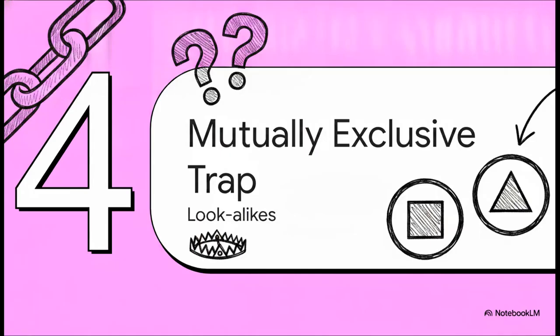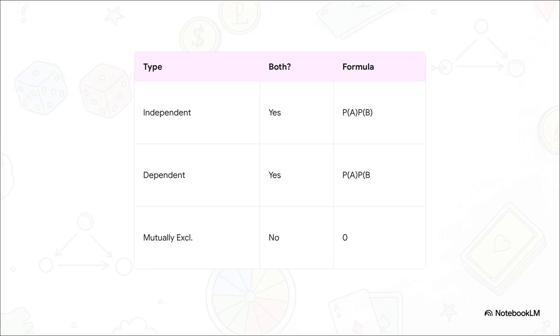Which brings us to part 4, the mutually exclusive trap, or the lookalikes. We really have to talk about the arch nemesis of probability exams. A lot of people confuse independent events with mutually exclusive events. I get it, they sound like they should mean kind of the same thing, but they absolutely do not.